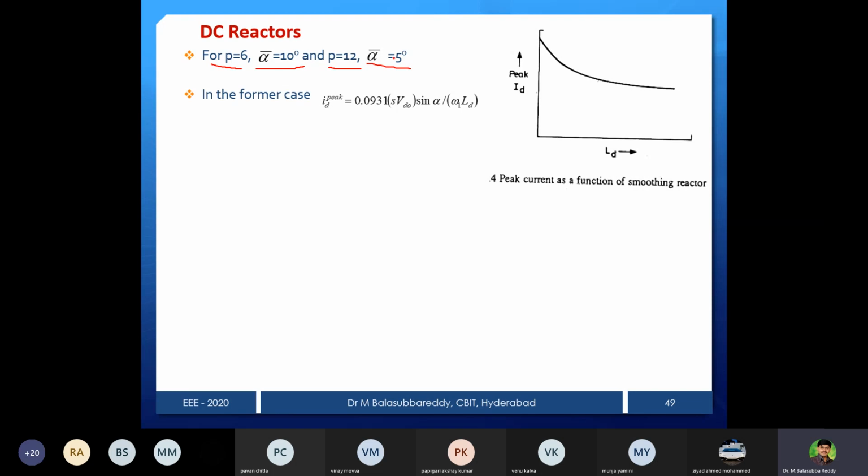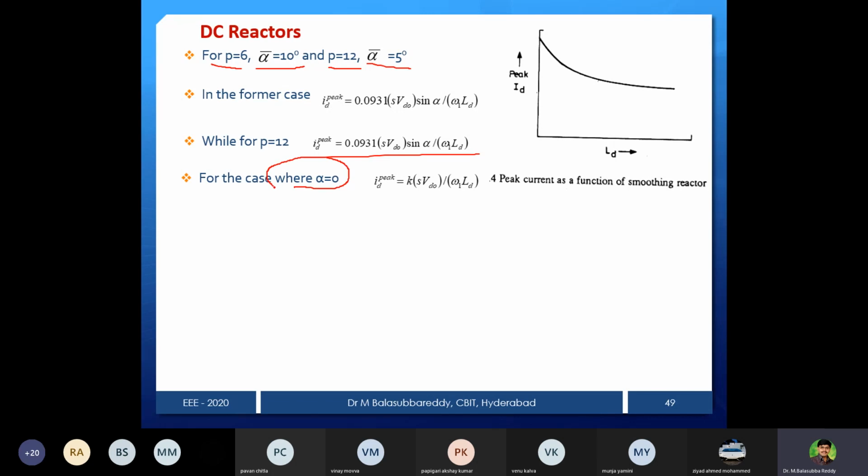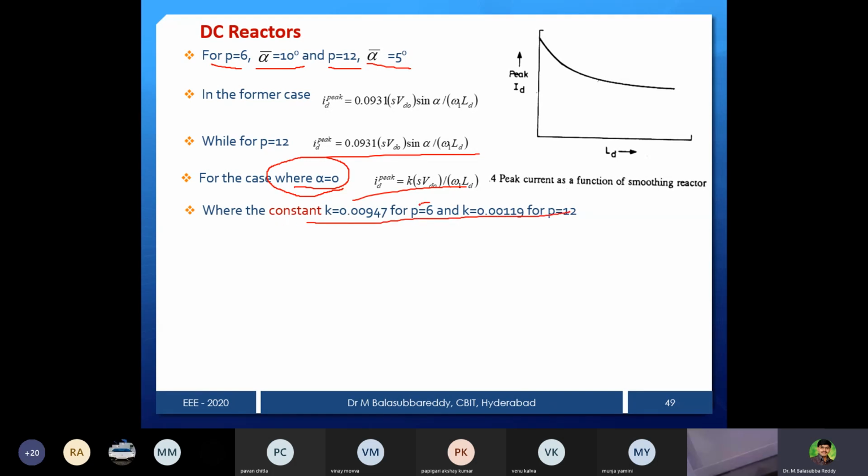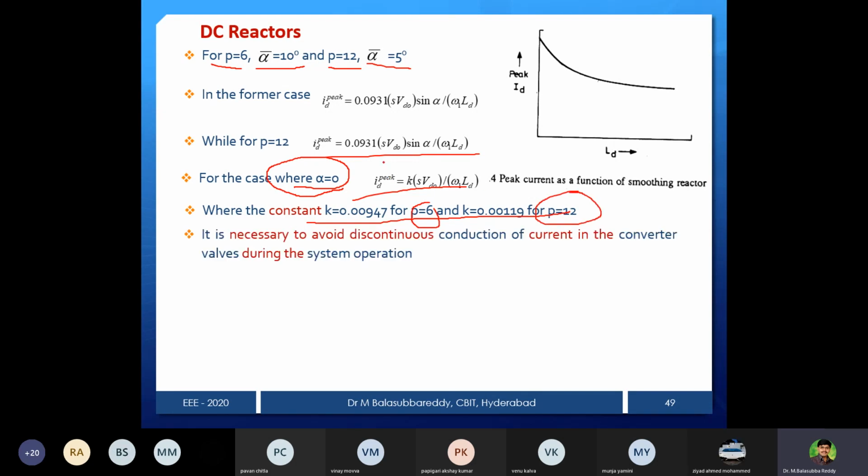With that, the peak current also varies based on your converter's number of pulses. If the pulses are 12, then the peak current on the DC side will be calculated using this expression, and the maximum current occurs at alpha equal to 0. The peak current expression will be like this, and the constant K will vary for a 6 pulse converter as well as a 12 pulse converter according to the above expression. So it is necessary to avoid discontinuous conduction. That is also one of the functions of our reactor.